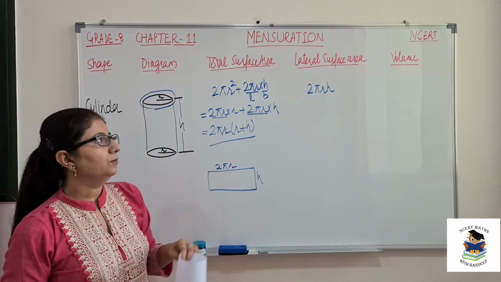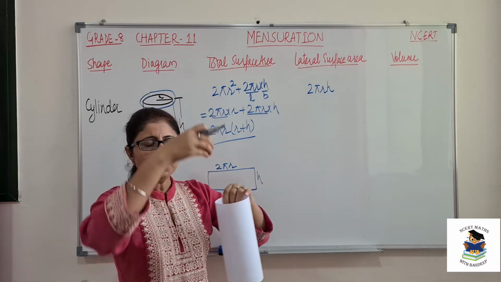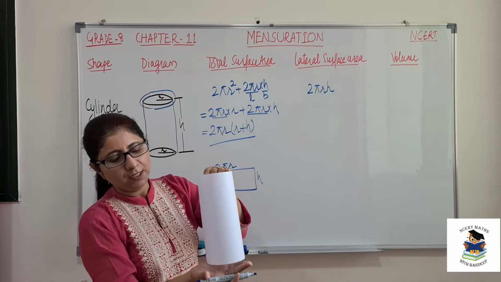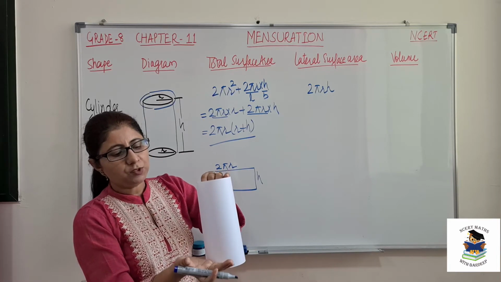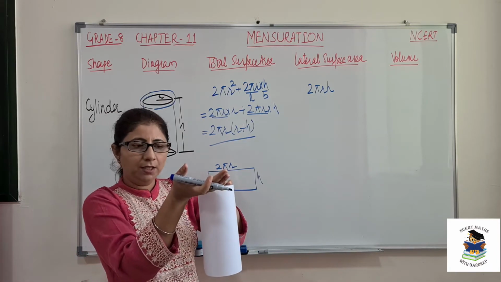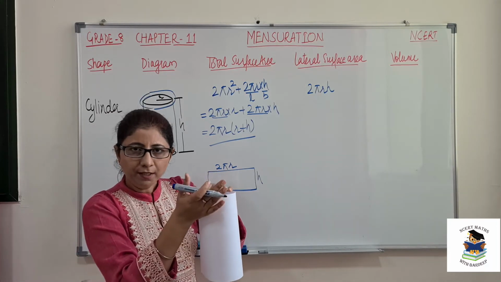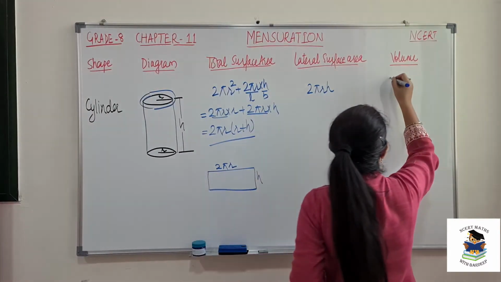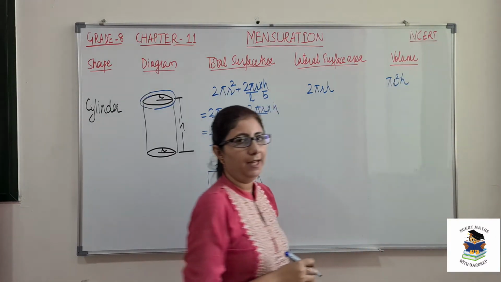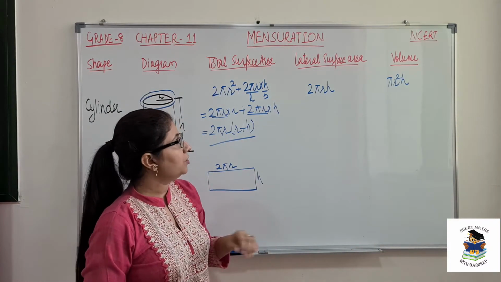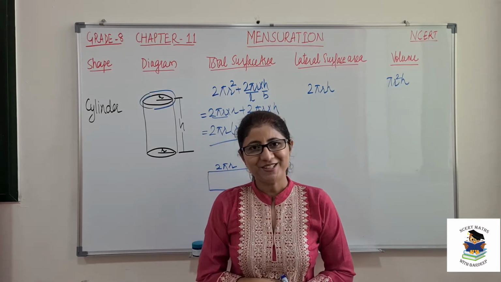Now what is volume? Volume means the capacity of your cylinder. Suppose I am pouring water in this. So this base area should be pi r square, and this much should be filled till height h. So pi r square multiplied by h. So what is the volume of a cylinder? This is pi r square h. Okay, so this is all about these three shapes. Now let's move on to the next topic.